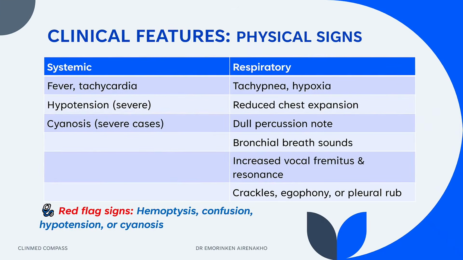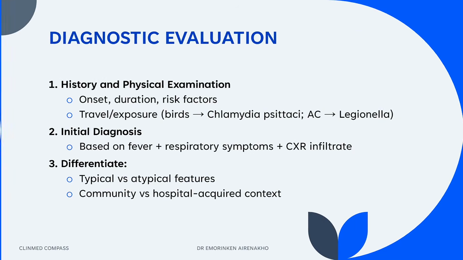On examination, look out for systemic signs such as fever, tachycardia, hypotension, cyanosis. Respiratory signs include tachypnea and hypoxia, reduced chest expansion on the affected side, dullness to percussion, bronchial breath sounds, increased vocal fremitus, crackles, and egophony. In some cases, they may have a pleural rub. Typical red flags include hemoptysis, coughing out blood, confusion, hypotension, cyanosis. This means severe disease.